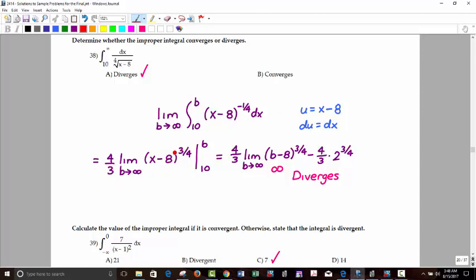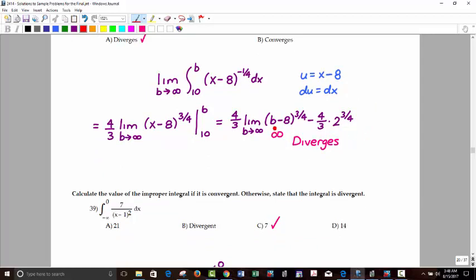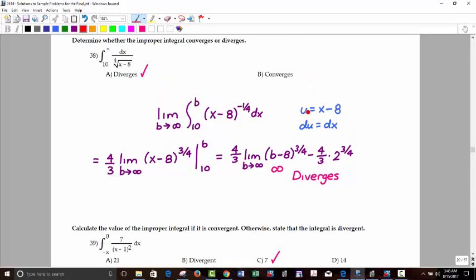And put in the b, put in the 10. And what do we have? All right, well, you get a real number over here when you put the 10 in there, but here it fails right there. So you have limit of infinity to the 3/4 power is going to be infinity. So it diverges when you get infinity.